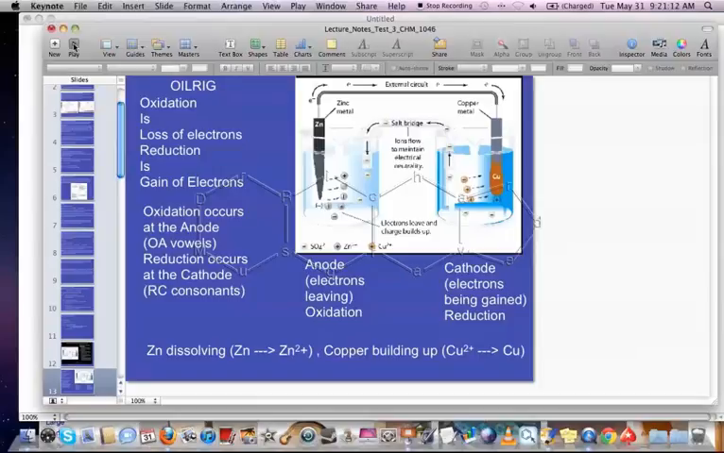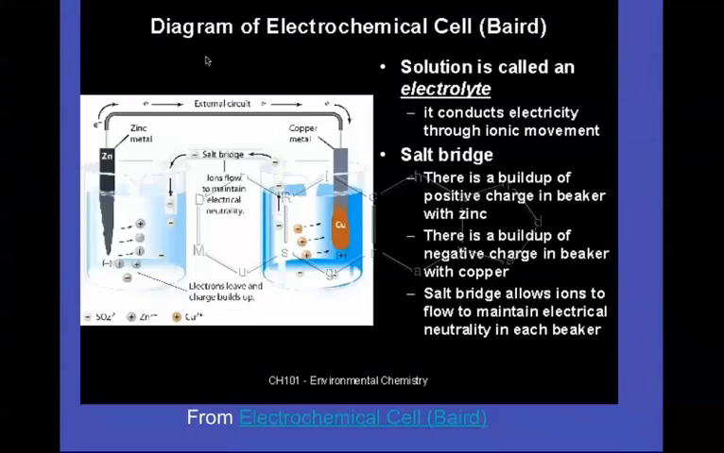I'd like to give you an introduction to galvanic cells. These are electrochemical cells that we're talking about here. In this particular instance, we've got zinc as one electrode in a solution of zinc sulfate, and we've got copper as another electrode in a solution of copper sulfate.